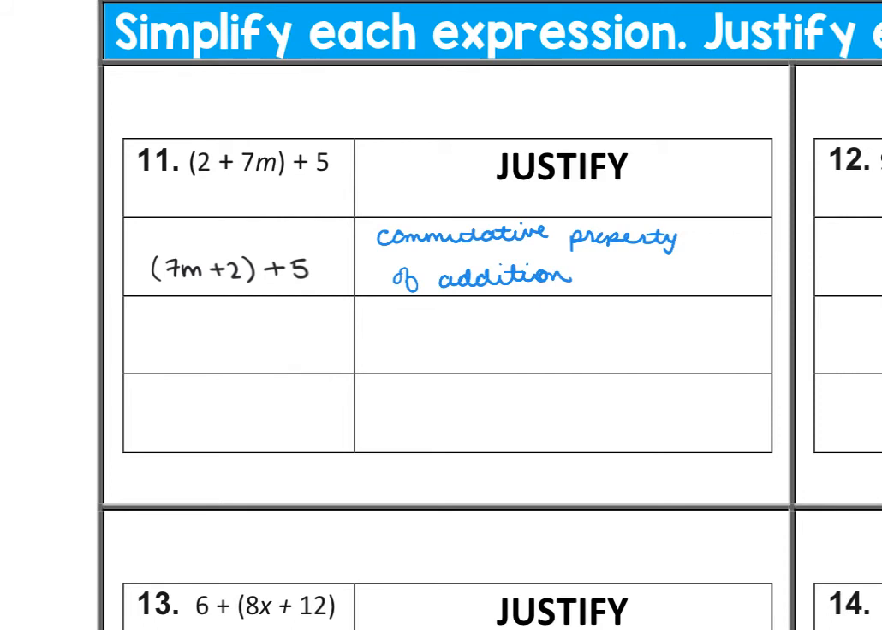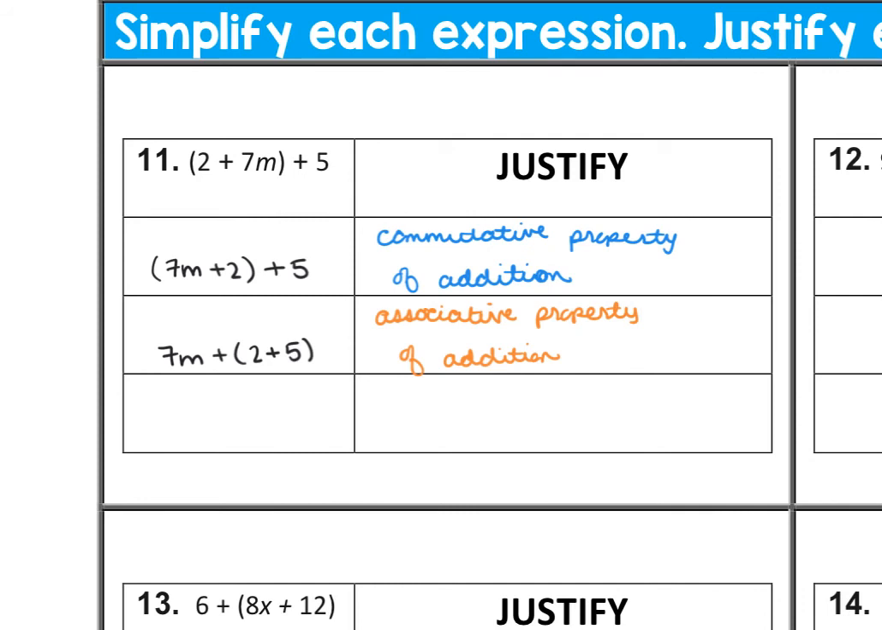Now, because of our parentheses, we obviously cannot combine 7m plus 2, but if we can change the grouping, then we'll be able to combine 2 plus 5. So I need to change where my parentheses are in the expression. And when we change where our parentheses are in an expression, or change the grouping, we're using the associative property. And then let's not forget to specify the operation. So it's the associative property of addition.